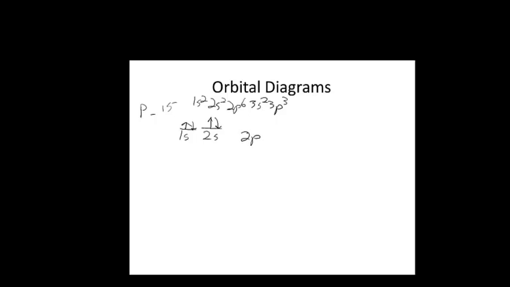2p. Anytime you ever write a p, doesn't matter what the number here is, what's a p? You go 1, 2, 3 blanks. Remember, you go up with the arrows first, and then you come back down. Now, I had 15 electrons. I've used up 2, 4, 5, 6, 7, 8, 9, 10.